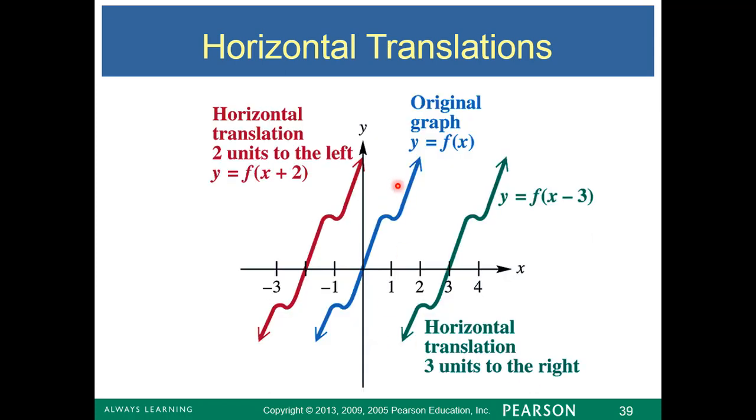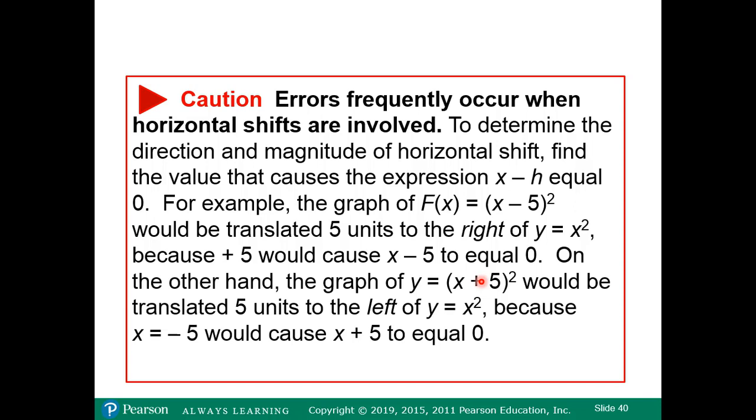Okay, so here we have the original function, and so this would be plus 2, right? So you're translating it to the left 2 units, and here is negative 3 or minus 3, so it's going to be a translation to the right 3 units. Now you got to be careful here. Errors occur when horizontal shifts are involved. To determine the direction and magnitude of a horizontal shift, find the value that causes the expression x minus h to equal 0. This is the best place to do that. So find when it's 0.